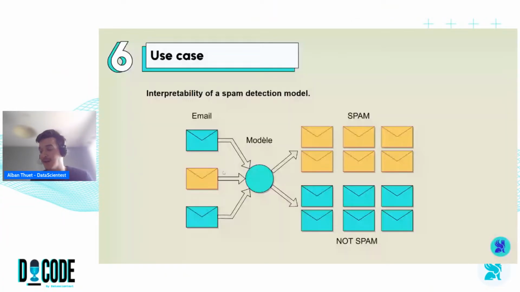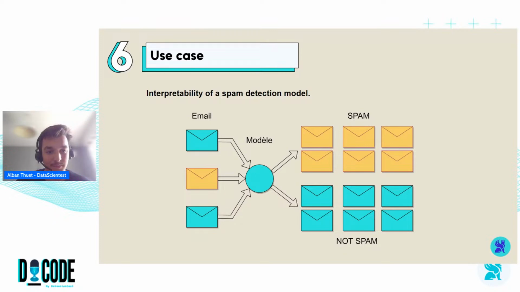So here, I would like to use a model that is able to detect spams. So we have some emails that are coming in, and my model will be able to say that some of the emails, so the blue ones, are not spams, and some others, the yellow ones, are spams. And afterwards, we will use some interpretability method to try to understand what's going on inside this model.